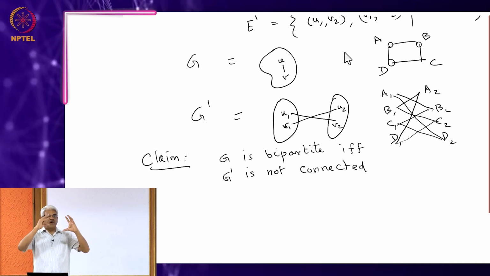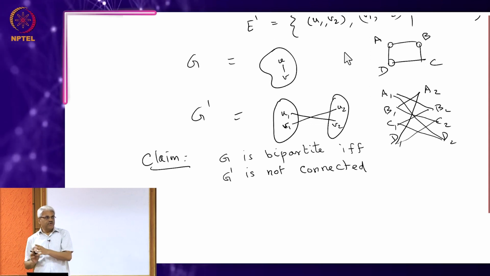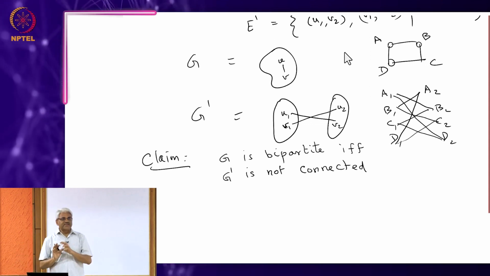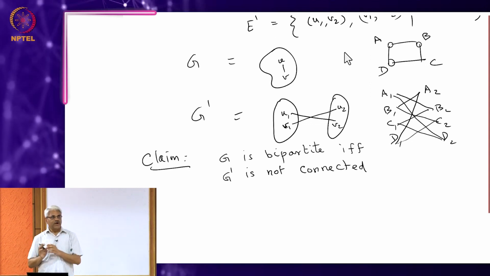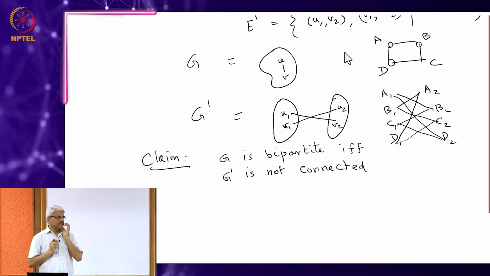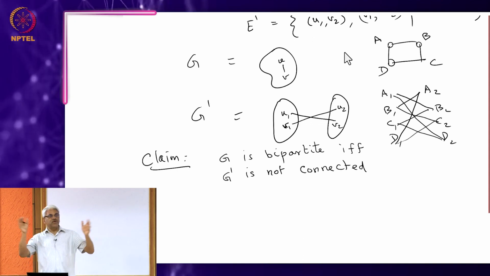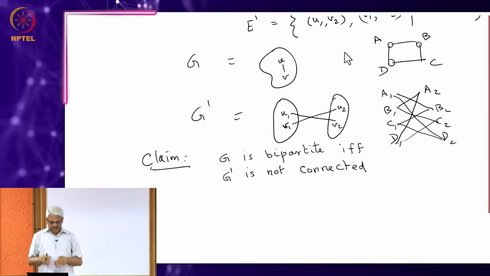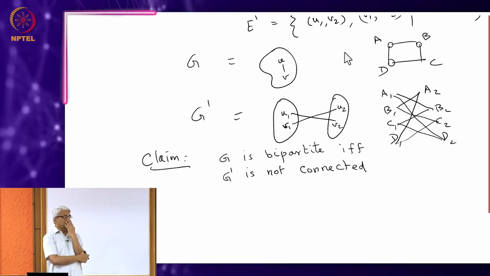Okay, so somehow when you have this bipartition, the graph G prime becomes disconnected, and if it's not bipartite, then this G prime will be connected. Okay, so now in my streaming world, can I use this claim to check whether a graph is bipartite?